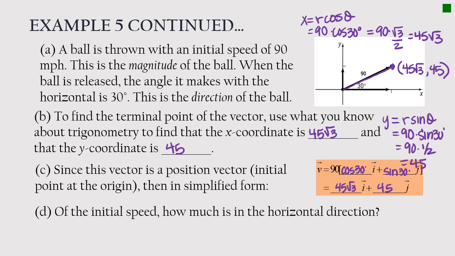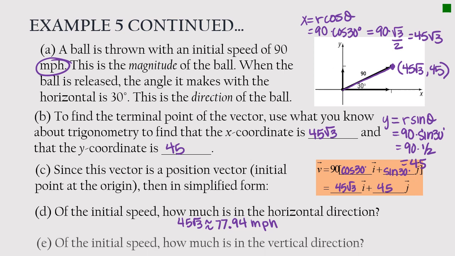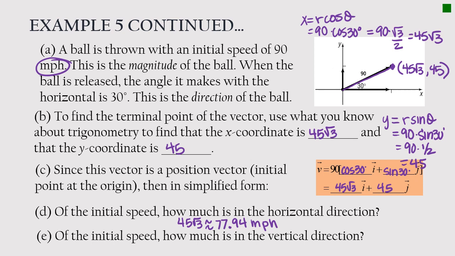So the horizontal direction is the 45 root 3. When you plug that into a calculator, you're going to get about 77.94, and this is going to be in miles per hour, since that's what the unit was. So horizontally it's going 77.94 miles per hour. And then if we had to figure out the vertical direction, that's the 45, so that's going to be 45 miles per hour. This is really helpful when we're talking about airplanes, their ground speed versus their airspeed. It's going to really come into play.